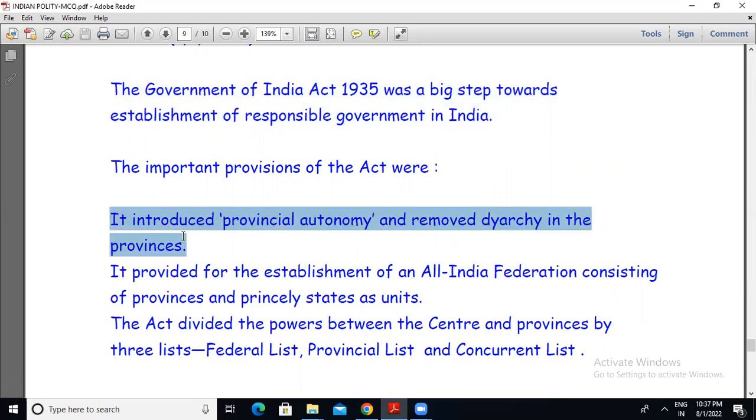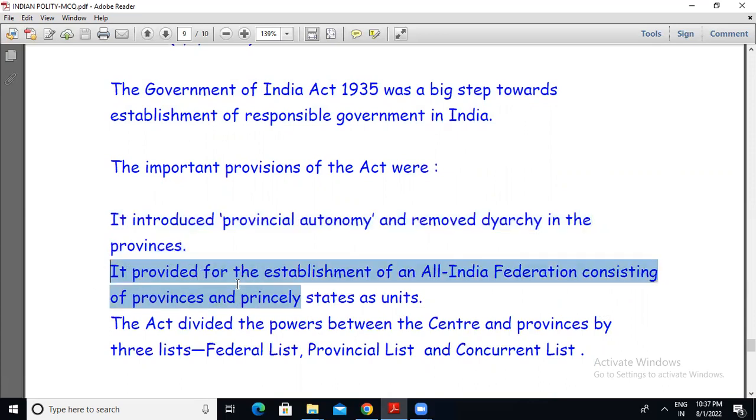Important provisions were: it introduced provincial autonomy and removed diarchy in the provinces. Diarchy was abolished in the provinces and provincial autonomy was introduced. It provided for the establishment of an all India federation consisting of provinces and princely states as units. Again, a very important question.